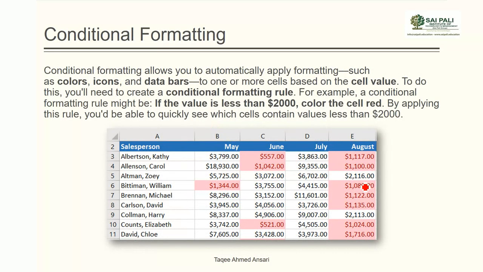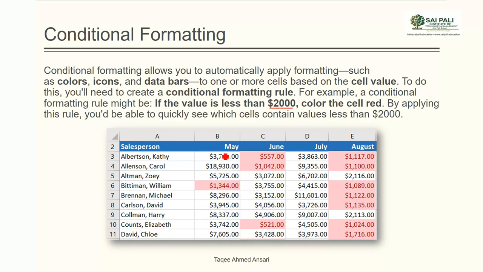Now the next thing is conditional formatting. Conditional formatting allows you to automatically apply formatting such as colors, icons, data bars to one or more cells based on the value of the cell. That means, for example, suppose you have data here, as you see in this image, and suppose you want to see the values which are less than 2000. If you have a lot of data, you have to look at each and every cell for the values less than 2000, and it will be difficult.